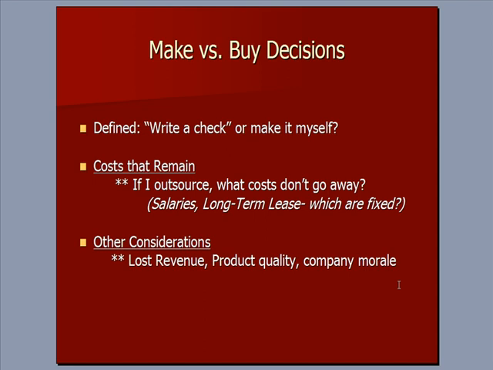Make versus buy decision basically means, do I write a check for someone else to make something for me, or do I continue to make it myself? And what I need to consider is, what costs will remain if I outsource this to somebody else? In other words, what costs won't go away?